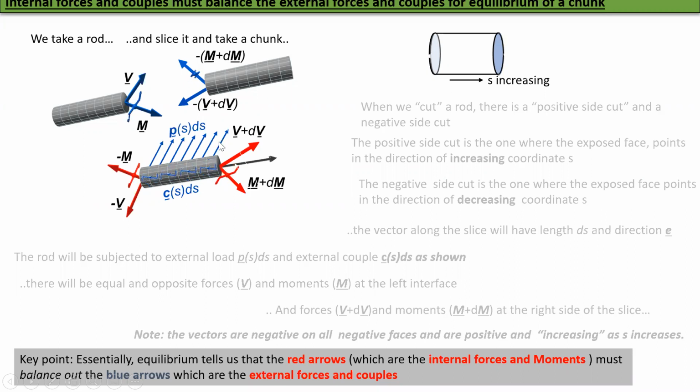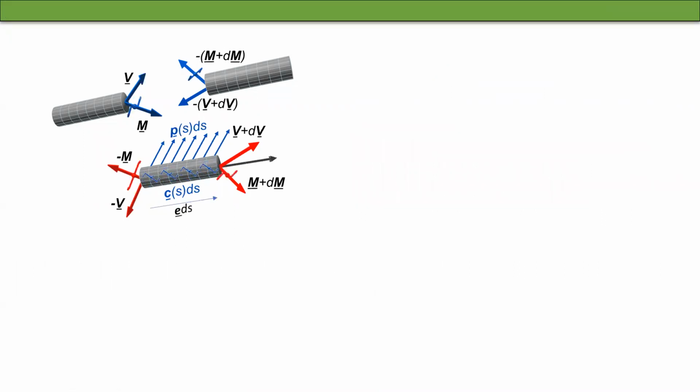Okay, so now let's see what happens. Here it is. Okay, so forget about the leftover piece, let's look at just the cut. So we are going to sum all the force vectors and get the sum equal to 0. So let's see. I have V plus dV is a force vector, minus V is another force vector, P(s) ds is a force vector. All of them sum to 0.